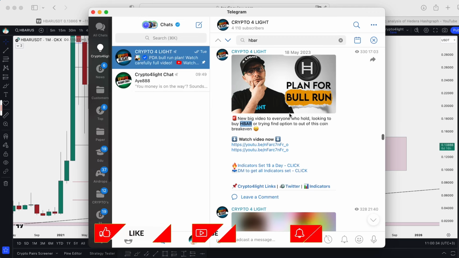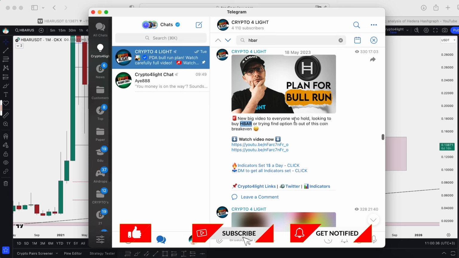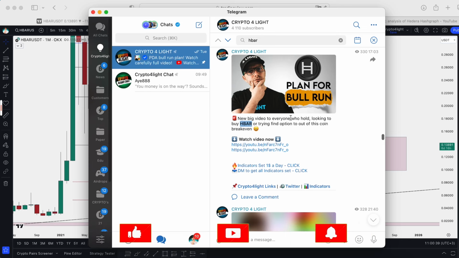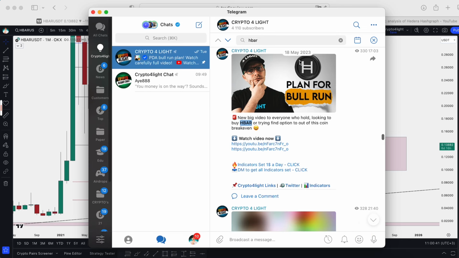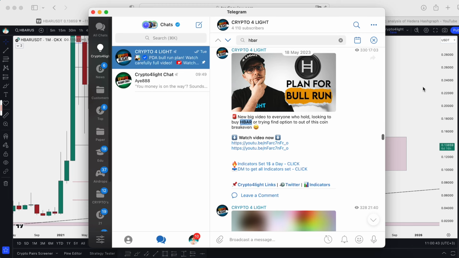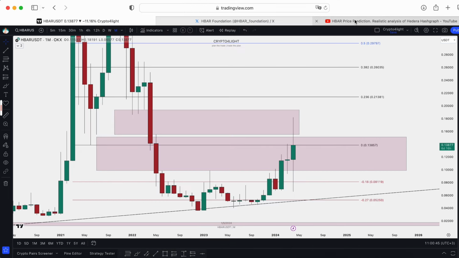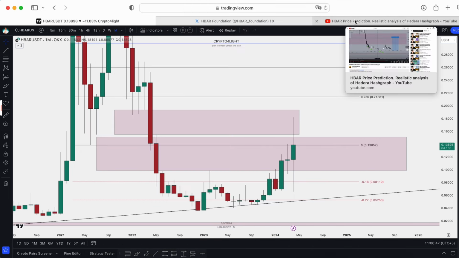First of all, guys, congrats to everybody who didn't skip the post, because all targets were hit. This was the main bull run plan for HBAR from May 2023. A year ago, I showed you absolutely all targets, almost to the penny. For HBAR, it's just a matter of time until we hit these targets. What I can't know is the timing.